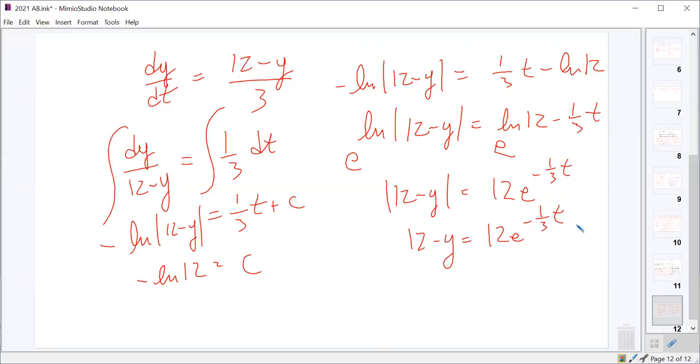And then I'll just add the y over here and subtract the other. So we end up with 12 minus 12 e to the negative 1/3 t. And we'll say a of t is equal to that.